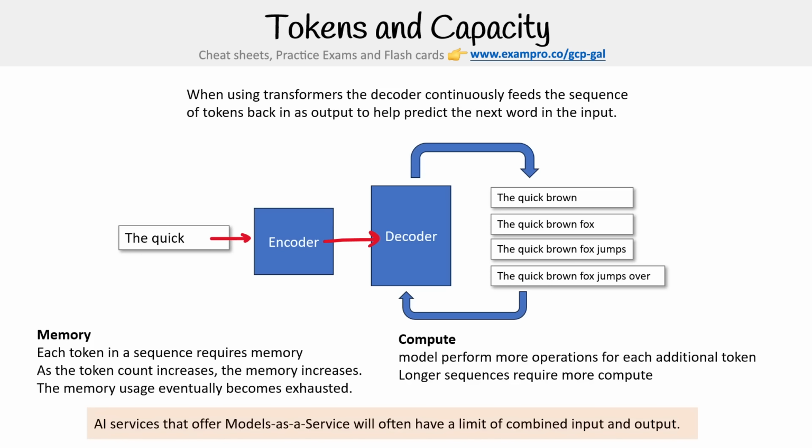So a lot of AI services that offer models as a service will often have a limit of combined input and output, because it really has to do with the length of the sequence. If you have a huge input, then you're not going to be able to generate a lot of words, because you're going to hit that sequence token limit a lot quicker. So hopefully that makes it very clear how memory and compute are intertwined with tokens.